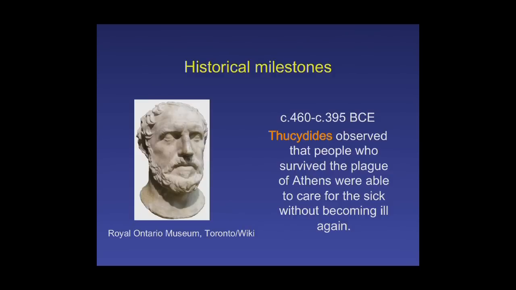So Thucydides was an historian, and he was mostly a military historian, but during the plague of Athens, which happened to occur during a battle between the Athenians and the Spartans, he happened to get the plague at that time, which by history we're guessing was probably smallpox. He survived, lived to tell the tale, and he noticed that people who got it and lived couldn't get it again. They could care for the sick people. And it seems very simple, but it's actually a very powerful and important observation.